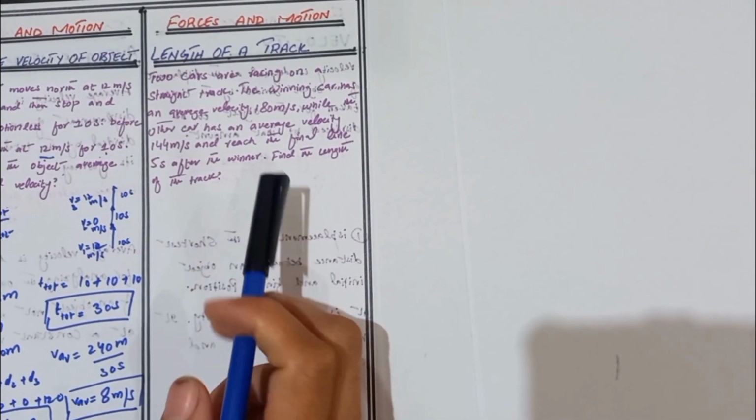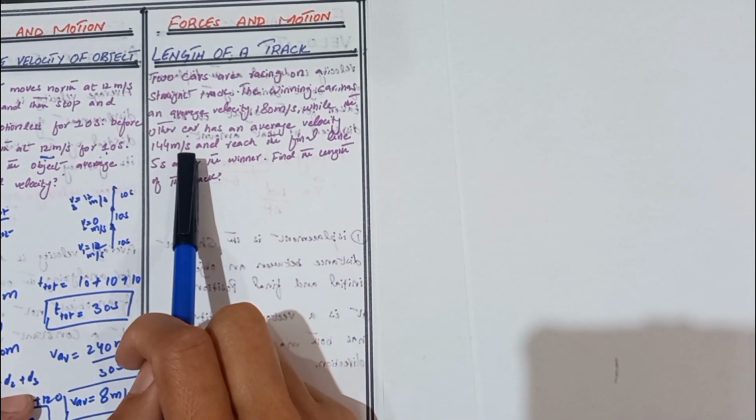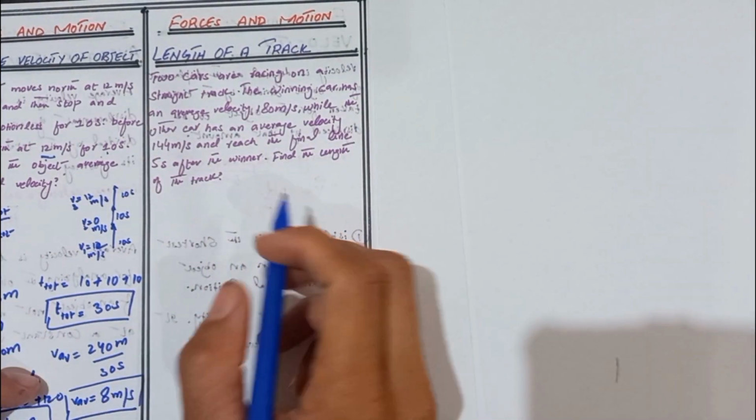Assalamualaikum students. Today we determine the length of a track. Two cars are racing on a straight track. The winning car has an average velocity of 180 meters per second, while the other car has an average velocity of 144 meters per second, and reaches the finish line 5 seconds after the winner. Find the length of the track.